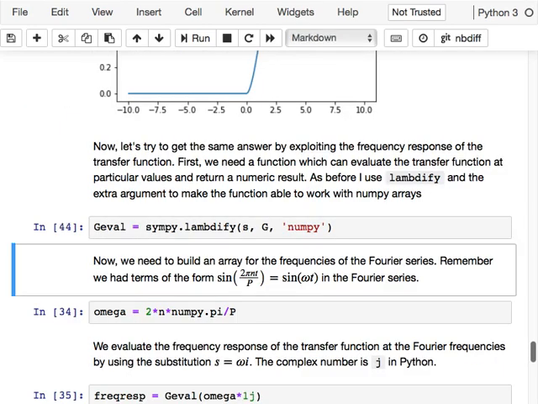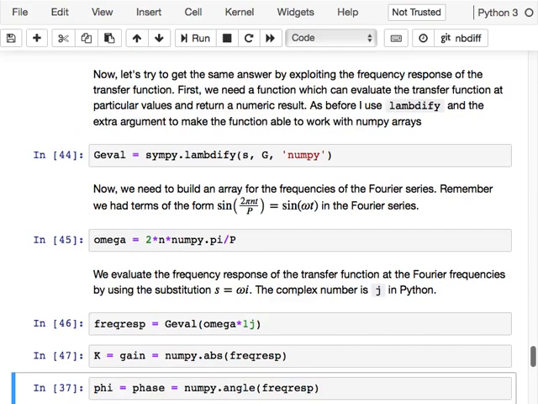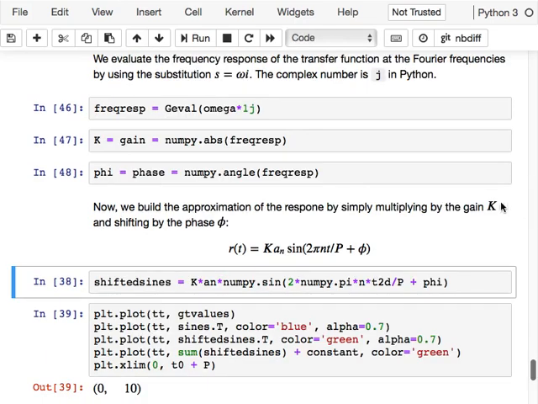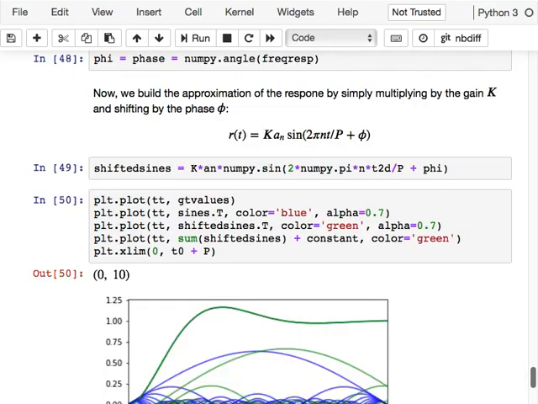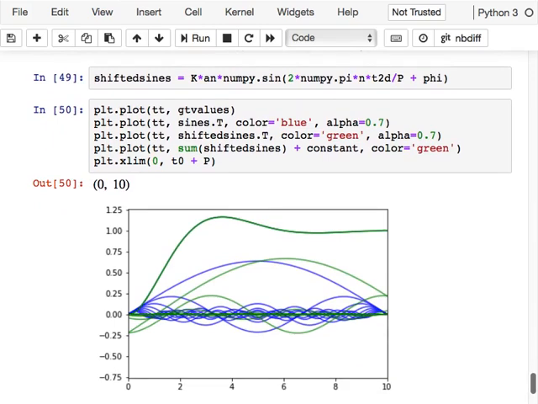And I'm going to build sinusoids. I just want to show you the key part. I'm going to build new sinusoids that are changed in magnitude and shifted from those original sinusoids. And there's the reveal, right? The blue signals are the original sinusoids. The green ones are the sinusoids that have been shifted and scaled by the frequency response formula. And when I add all of those green lines together, miraculously, I get the full step response.